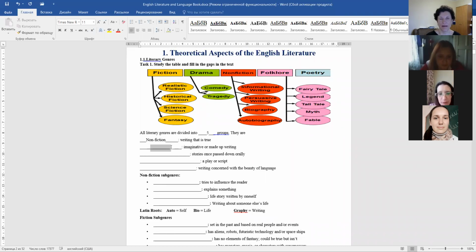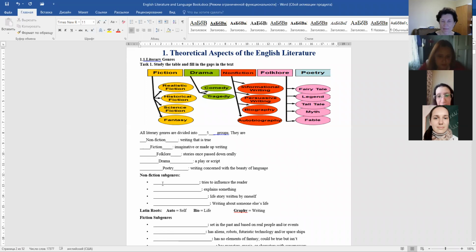Yeah. So next term. Imaginative or made up writing. It is fiction. Good. Then. Stories once passed down orally. It is folklore. A play or script. It is drama. And the last, writing concerned with the beauty of language, it is poetry. Absolutely. Thank you. Good. Natalia, next.